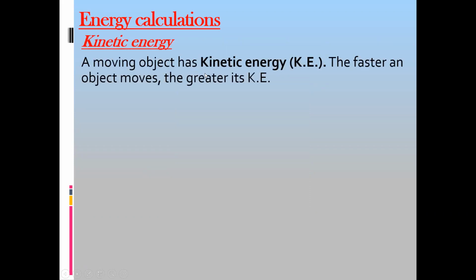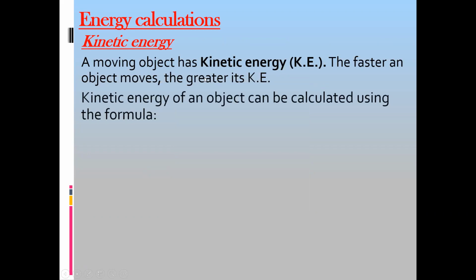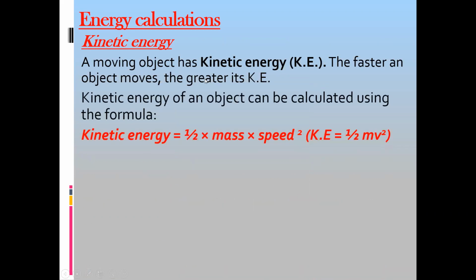Energy calculation: how can we calculate the energy? If you want to calculate the kinetic energy, what is the formula? Anything which is moving will have kinetic energy. So the formula of kinetic energy is half mv square. You have to learn this formula, that kinetic energy is half mv square, where m is the mass and v is the speed.